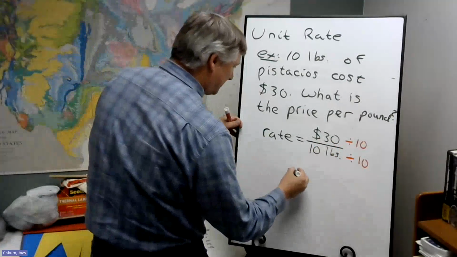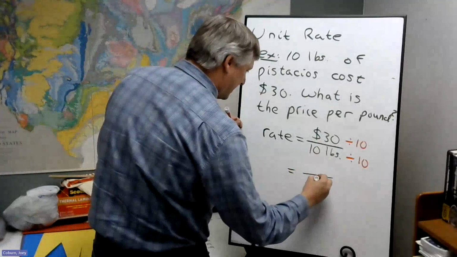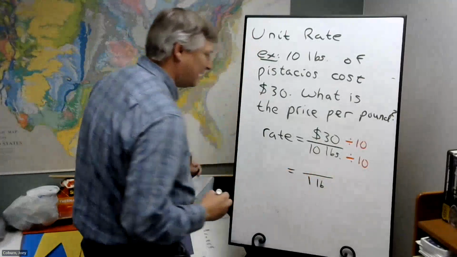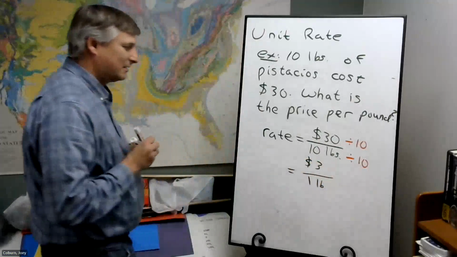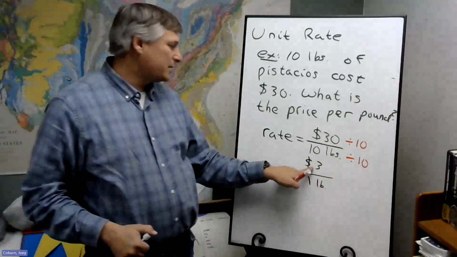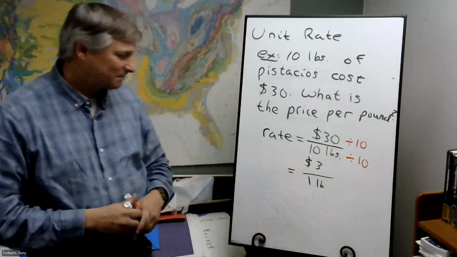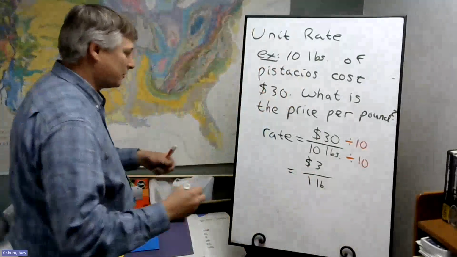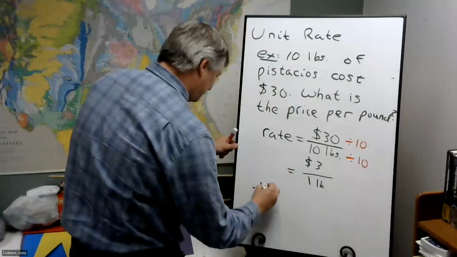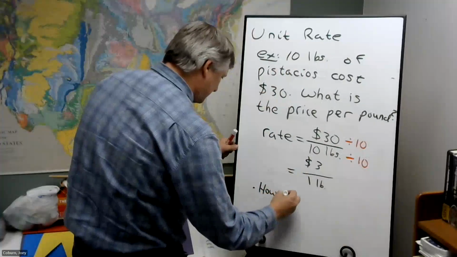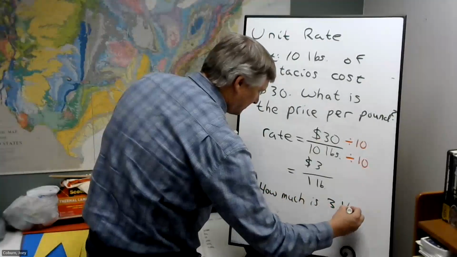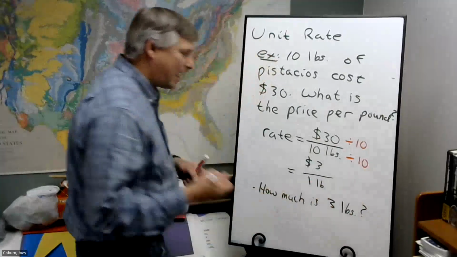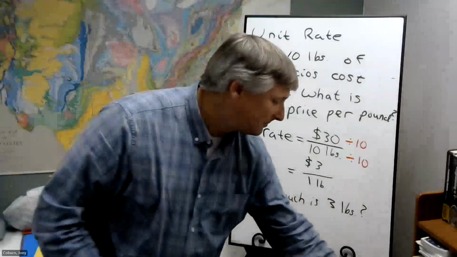And so what we get is 1 pound. And then 30 divided by 10 is 3. So it turns out it's $3 per pound. So now we can ask another question. How much is 3 pounds?